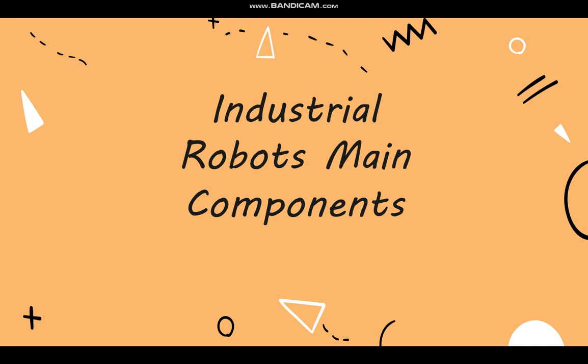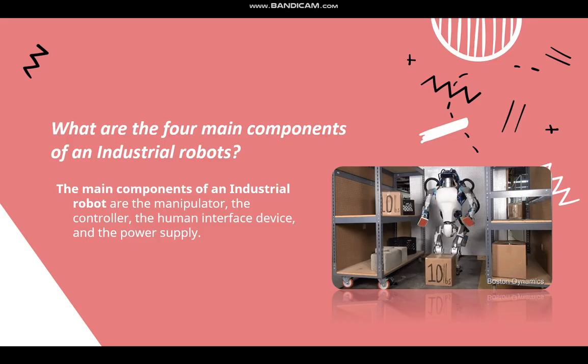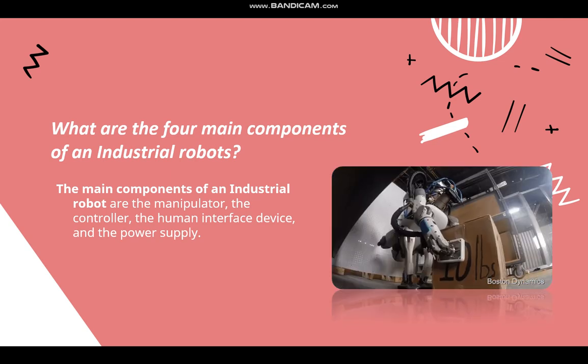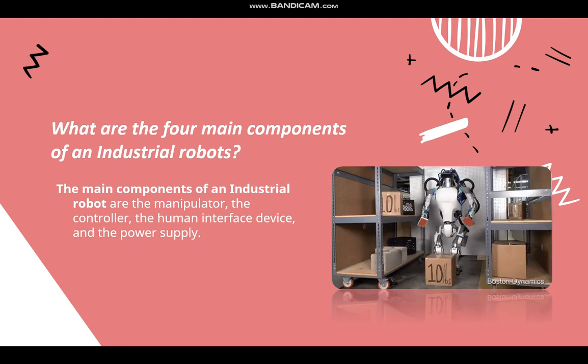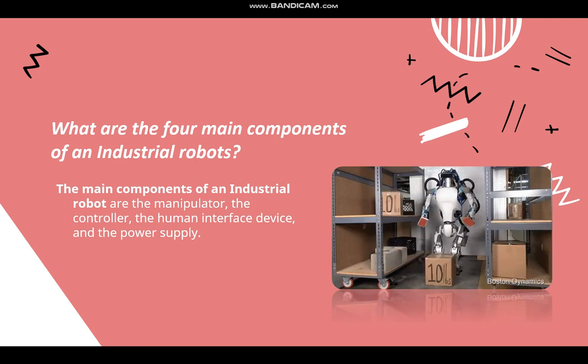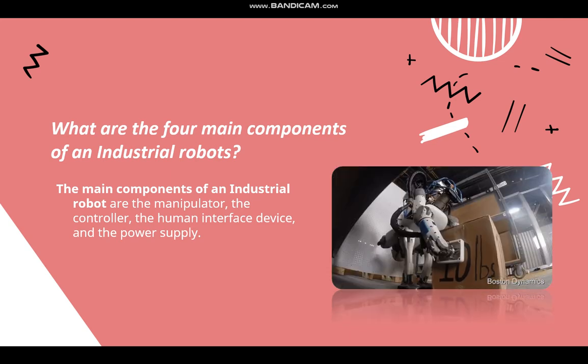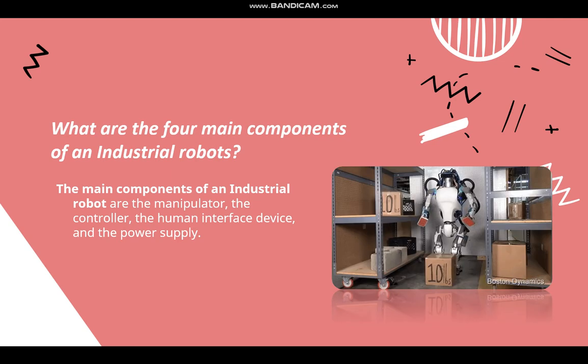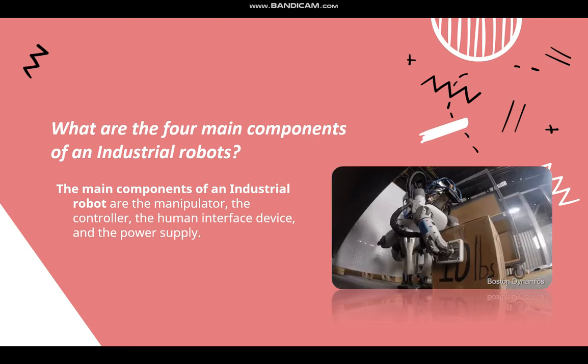Now, industrial robot main components. So what are the four main components of an industrial robot? Well, the main components of an industrial robot are the manipulators, the controller, the human interface device, and the power supply.